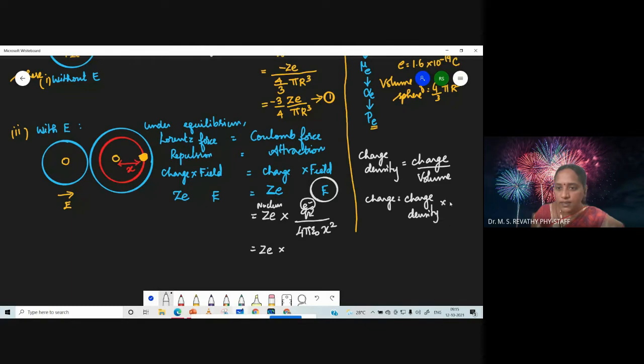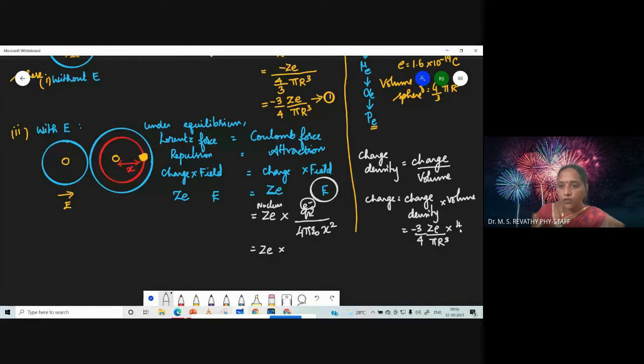Charge density into volume. Here the charge density is equation 1, minus 3 ZE by 4 pi R cube. And here, what is this volume? Volume is here the volume of this particular sphere with the radius x. The imaginary sphere, no? With respect to the displacement, I have just drawn a sphere, and for this sphere, I am going to calculate the charge.